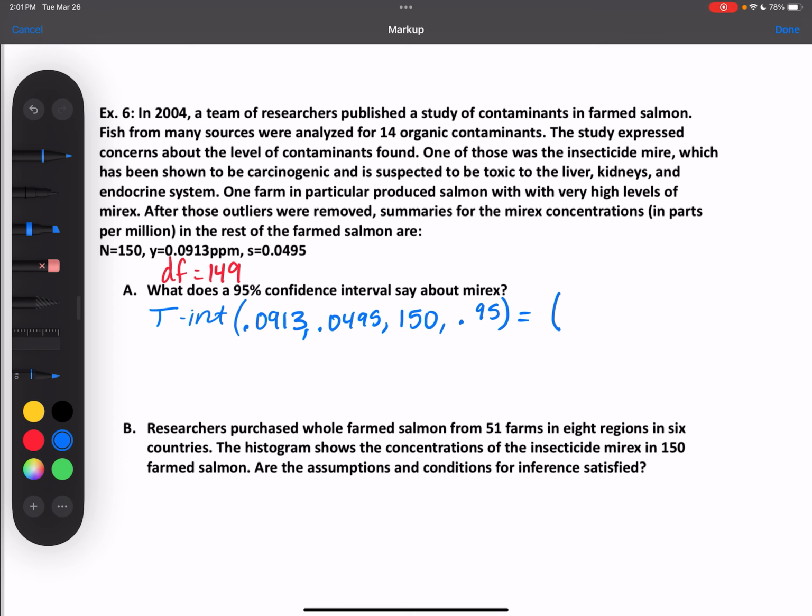How far out do you want us to go? Just go to 3. 0.083 to 0.099.